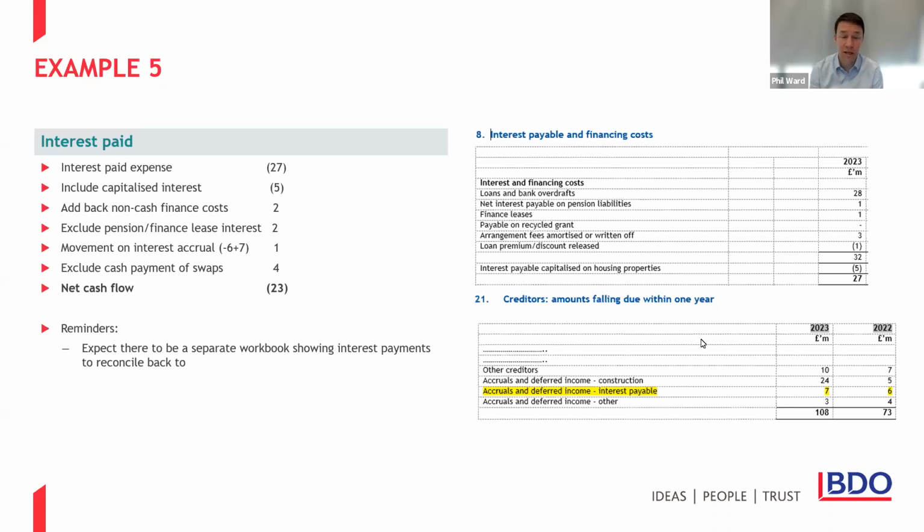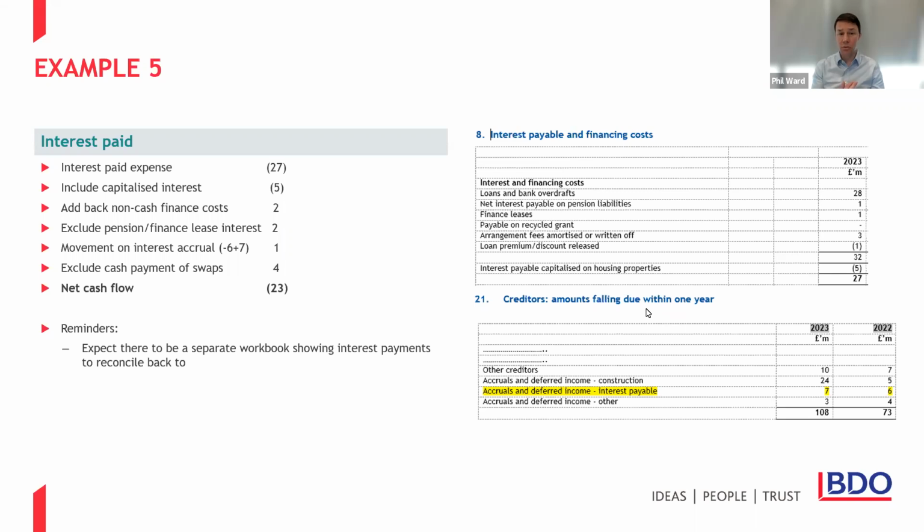So we start from the interest paid expense. So we pick up the 27 there. So we pick that up from either the statement of comprehensive income or from note 8, you can see here. So that's a cash outflow of 27. We then need to factor in any capitalized interest. So this doesn't hit your income statement, but is a financing cash flow. So any interest that we capitalized, we need to add that back here. So you can see here we've got an extra 5 cash outflow there for any capitalized interest. We picked that up from note 8, but we could have equally picked that up from the housing properties note.